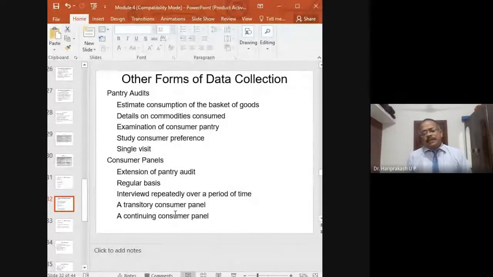Transitory consumer panel is where the consumer panel changes. The consumer houses they visit may change. That is called a transitory consumer panel. Continuing consumer panel is where the consumers whom they are visiting remain the same. So that is called a continuing consumer panel.